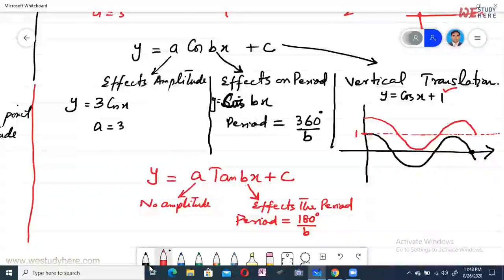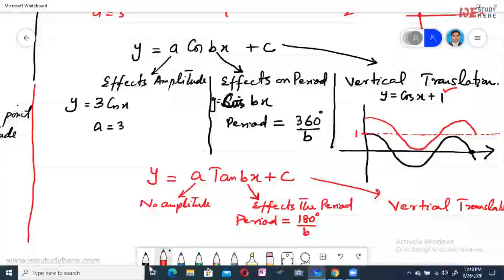And after that, this c represents the vertical translation, as it does in sine and cosine. This c represents the vertical translation. Now I will show you all these things on graphing software.